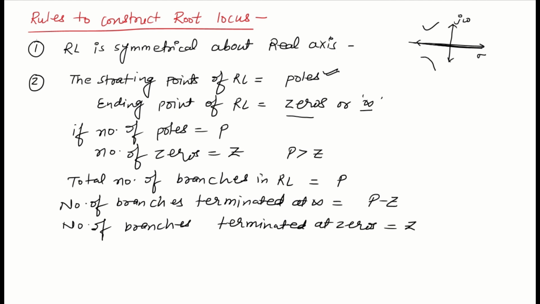will be capital Z. So in the second rule, we discussed that the starting points of the root locus will be poles, and the ending points will be either zeros or infinity. If the number of poles is capital P and the number of zeros is capital Z, and if P is greater than Z, then the total number of separate branches in the root locus will be capital P, the number of branches which terminate at infinity will be P minus Z, and the number of branches terminated at zeros will be capital Z.